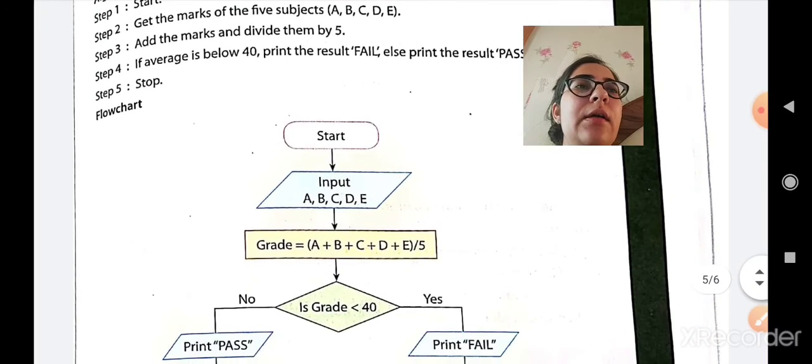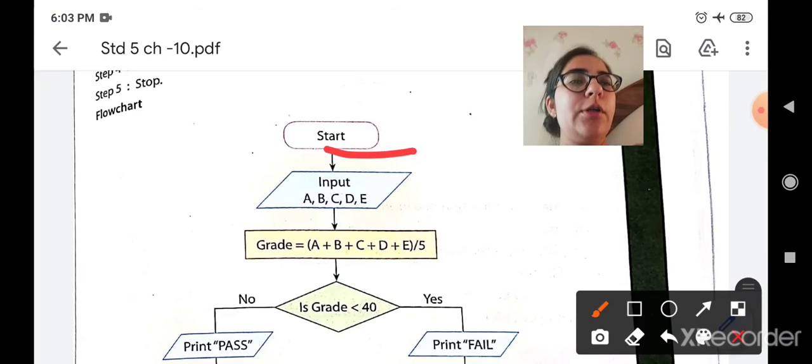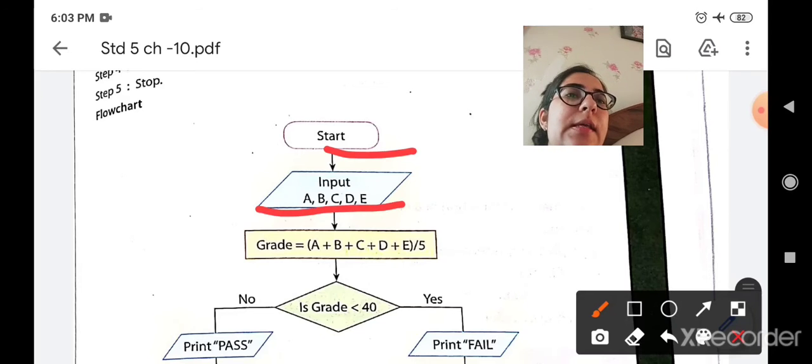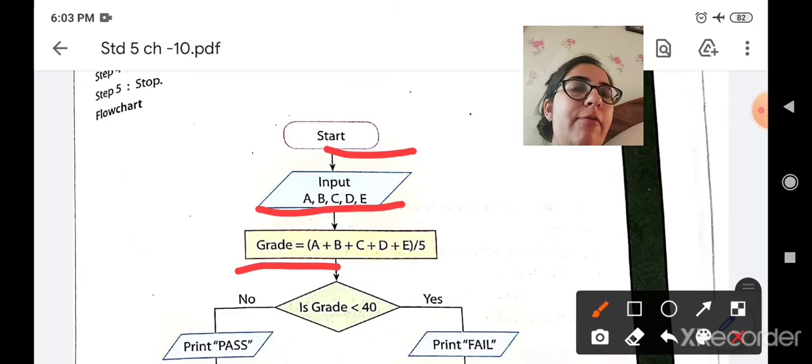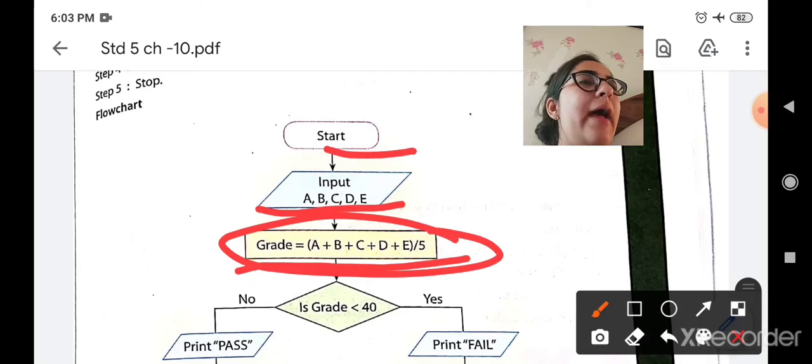Now let us see the flowchart beginning with start. Then input of 5 subject marks, that is A, B, C, D, E. Now in the grade we will add all the numbers A, B, C, D, E and divide it by 5, because how many subjects are there? Total 5. So that is a simple formula of calculating the average.